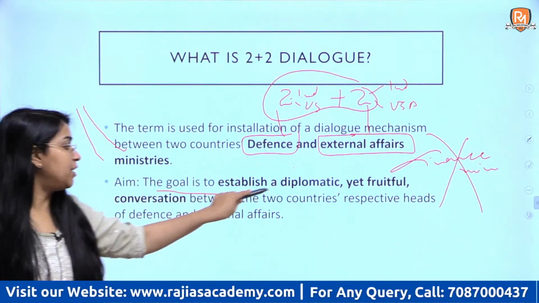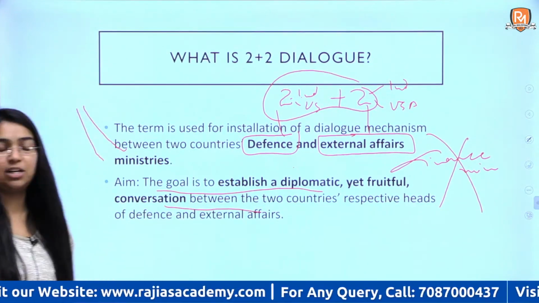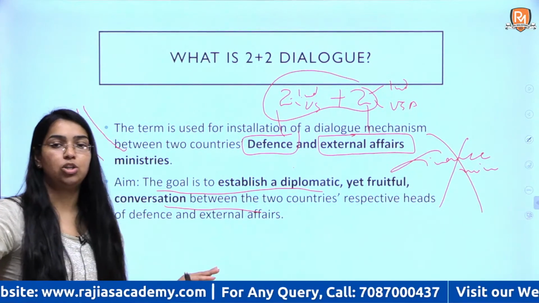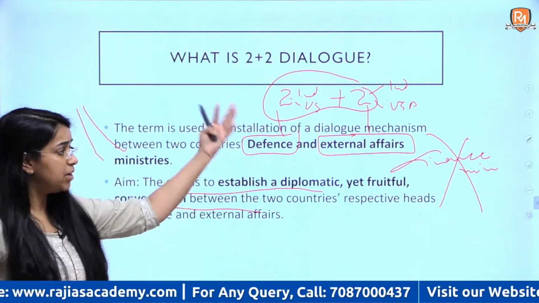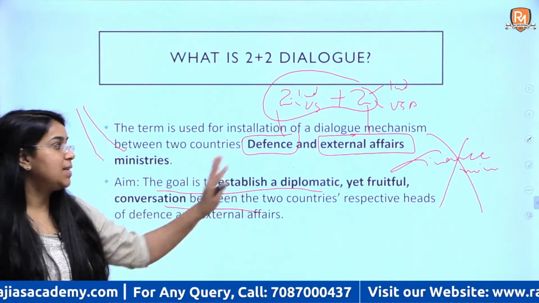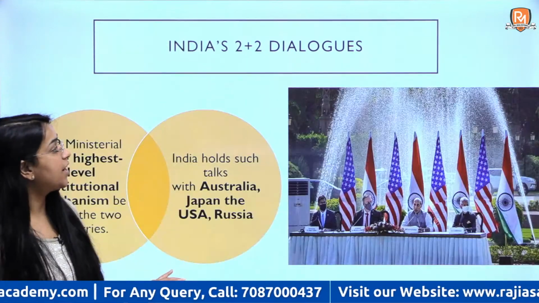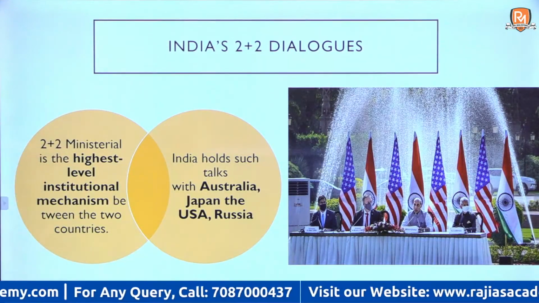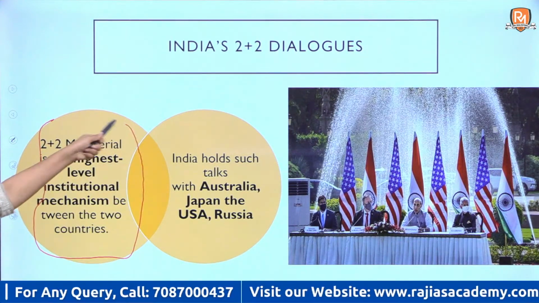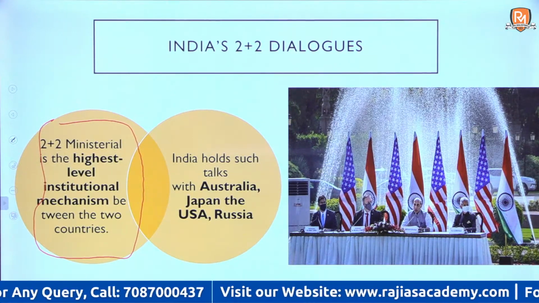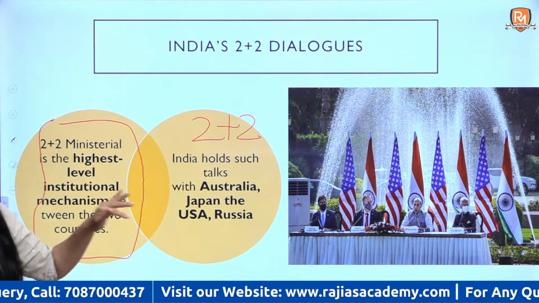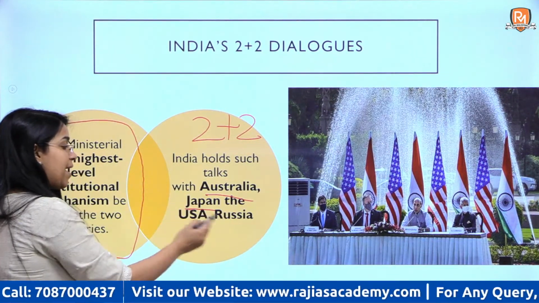So this is basically meant to strengthen the diplomatic ties between the two countries, right? So इसीलिए highest level पे interaction होती है इस dialogue के अंदर, ठीक है? इनसे बड़ा minister तो country में कोई है ही नहीं। So that is why this is the highest level of interaction that is happening between the two countries. Now you see, that is what has been written here, the highest level of institutional mechanism between the two countries, right? Now India has such 2+2 talks not just with USA but other 3 countries, that is Australia, Japan, Russia.